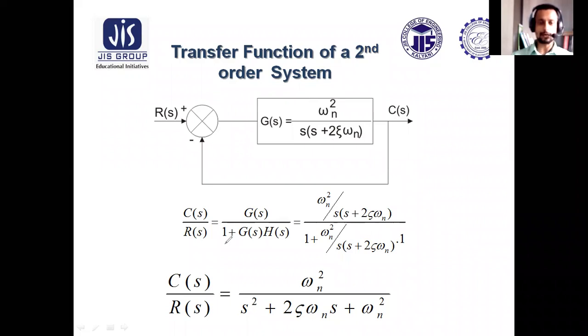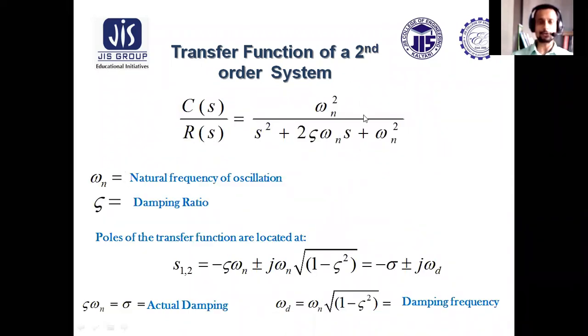Based on this formula, which is very well known to us, we can get the overall transfer function C(s) by R(s). The overall transfer function is found as omega n square by s square plus 2 zeta omega n s plus omega n square. Now, this is the overall transfer function which we got in the last slide, in which omega n is a new term, known as the natural frequency of oscillation, or the undamped natural frequency of oscillation. Zeta is known as the damping ratio.